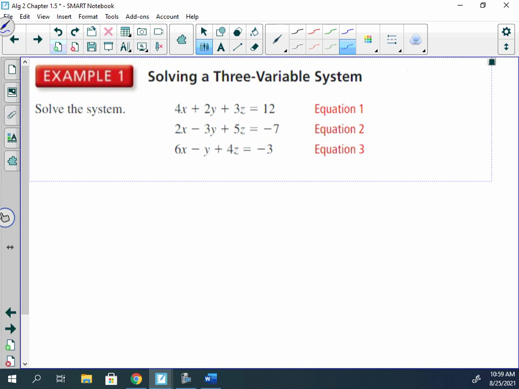We're going to have to do elimination more than once, because how many variables do we have? 3. In geometry and algebra 1, what is the most variables we solve for at one time? Yeah, 1. Even if we had 2 variables, we never solved for both at the same time. We had to find the value of one to then find the value of the other, because we can only really solve for one at a time.